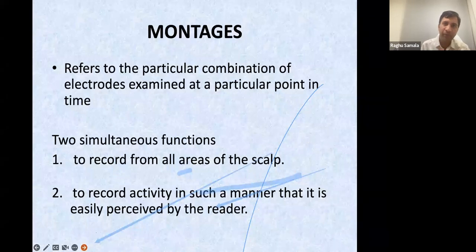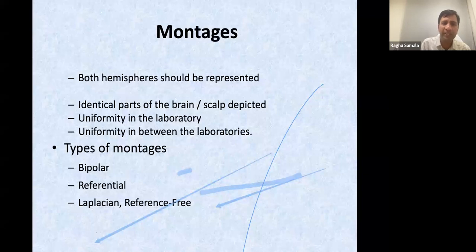In a bipolar montage, you measure the potential difference between adjacent electrodes. Whereas in a monopolar or referential montage, you compare the individual electrode with the average of everything. So that is the difference between the bipolar and the unipolar or referential montages. These are the two common ones we use.